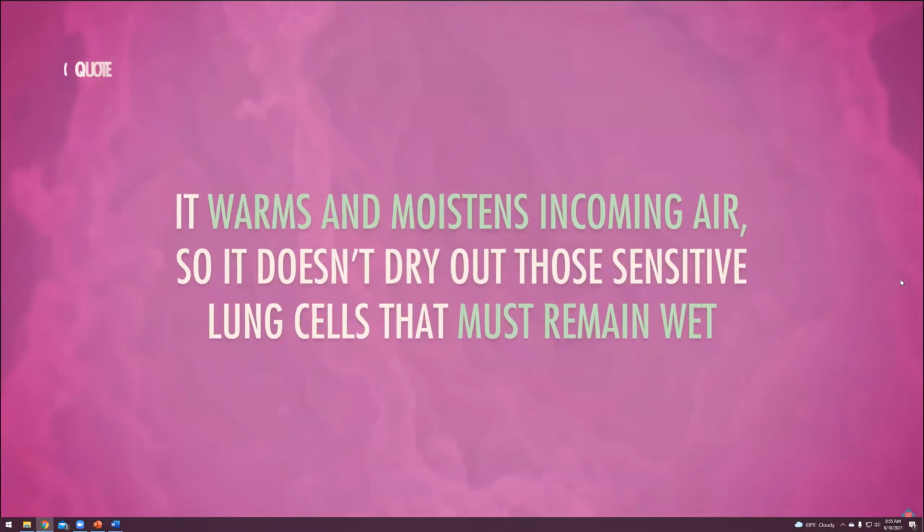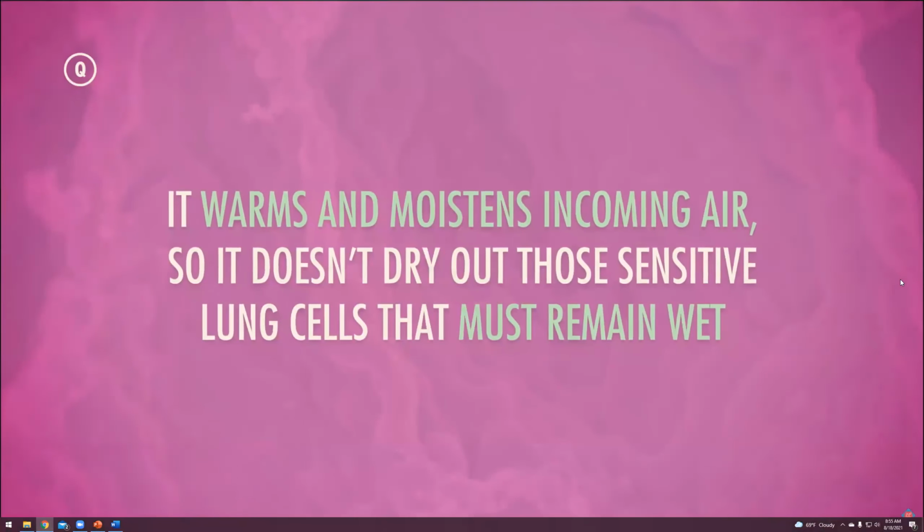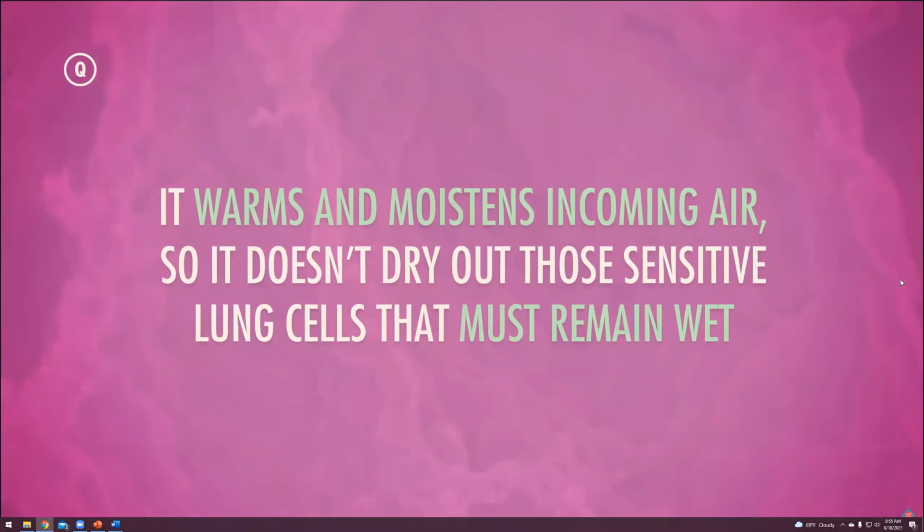It warms and moistens incoming air so it doesn't dry out those sensitive lung cells that must remain wet. Remember, moisture is key. We evolved from organisms that lived in water, so just like with our aquatic bacterial ancestors, we need water for oxygen to dissolve into before it can diffuse across the phospholipid bilayer membrane of our cells.